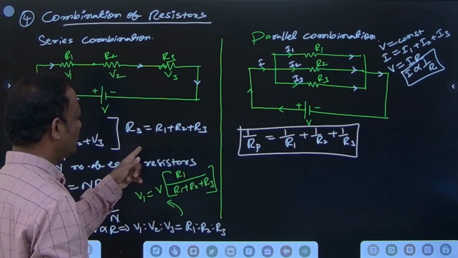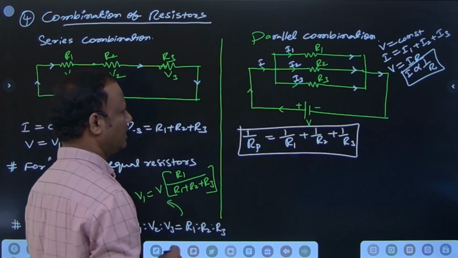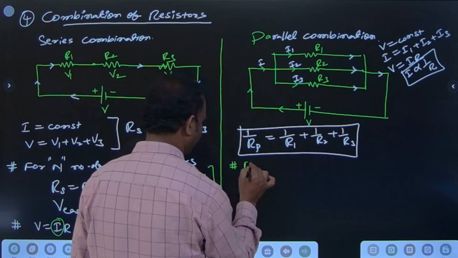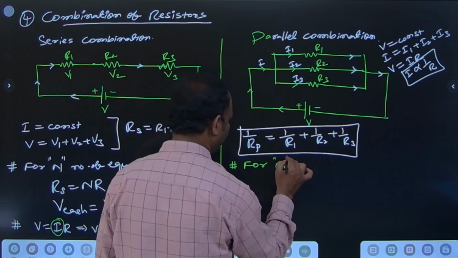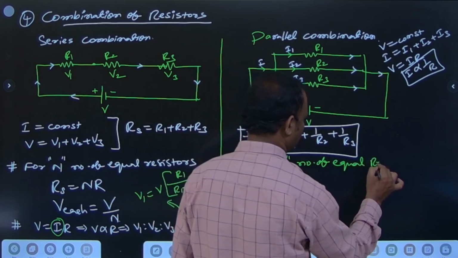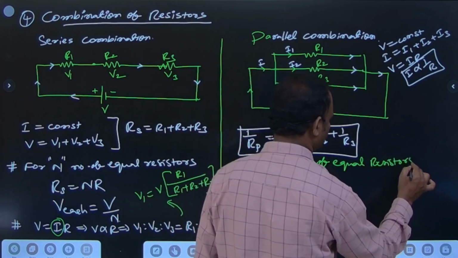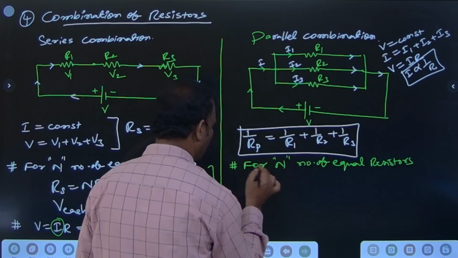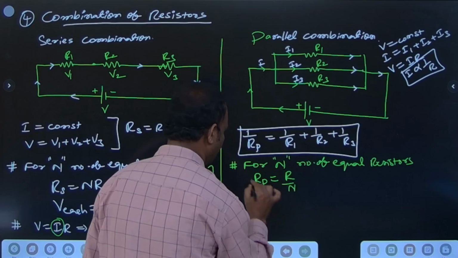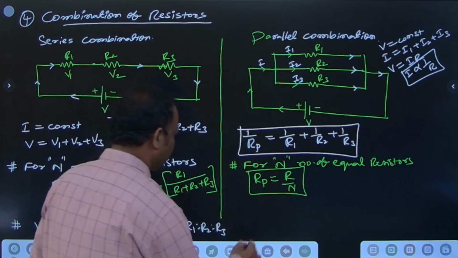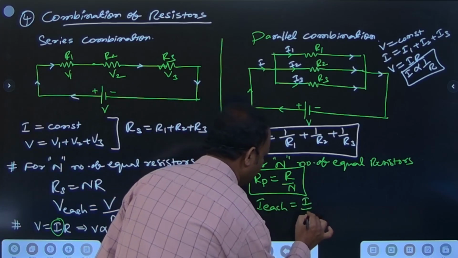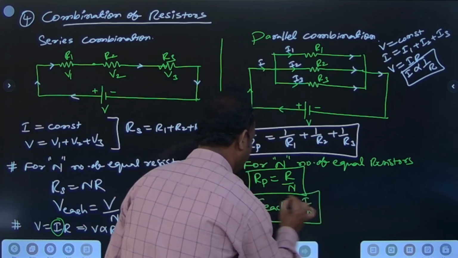Similarly, here Rs is equal to R1 plus R2 plus R3. Next, for n number of equal resistors, Rp is equal to R by N. The current through each one is I by N, one of the most important things.